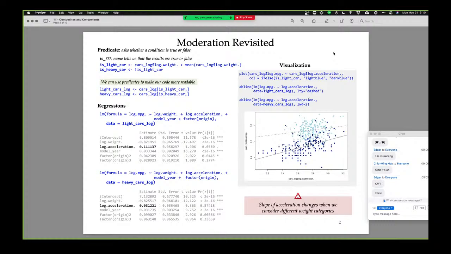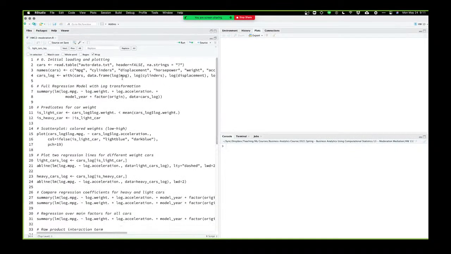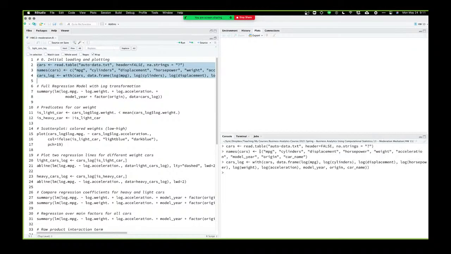So let's take a look at the code and see how I tried to go about solving it. There are a few potential issues and pitfalls here, so let's try to explore those. Here's my code. The handout also has it, but let me run through it in RStudio first. I'm going to first load up my cars data set, and I'm going to right away transform it using the log transformation.